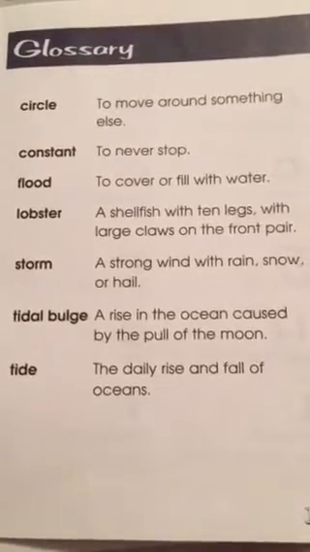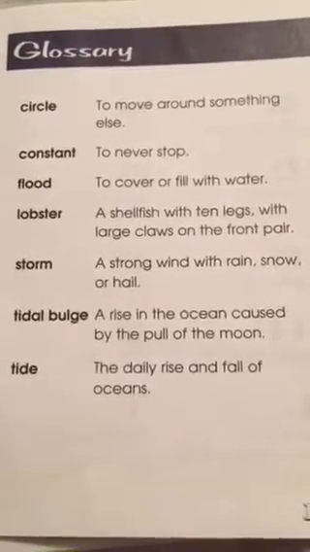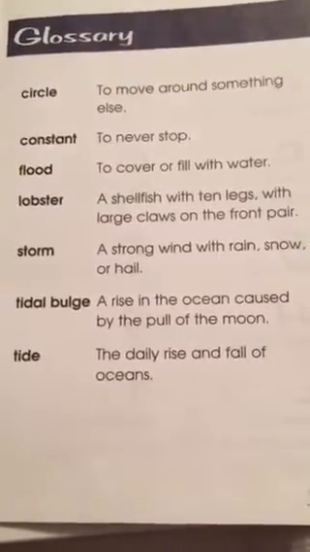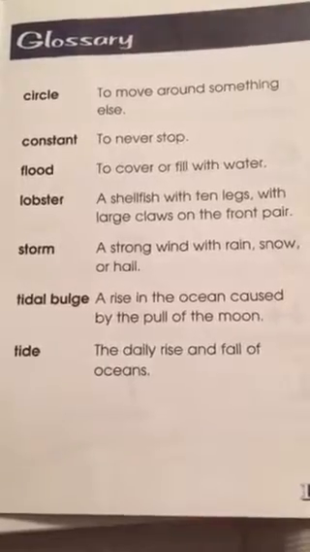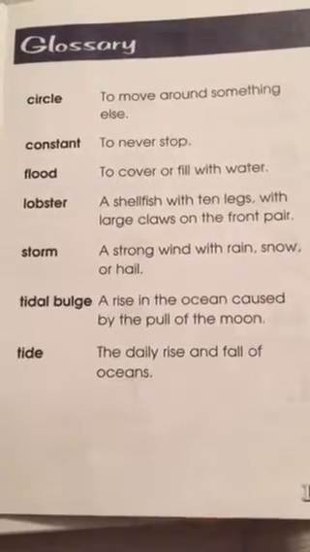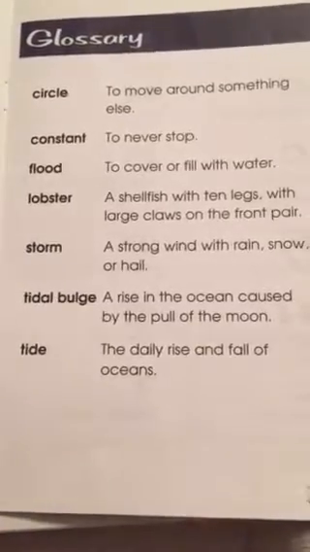Glossary. Circle: to move around something else. Constant: to never stop. Flood: to cover or fill with water. Lobster: a shellfish with 10 legs with large claws on the front pair. Storm: a strong wind with rain, snow, or hail. Tidal bulge: a rise in the ocean caused by the pull of the moon. Tide: the daily rise and fall of the ocean.